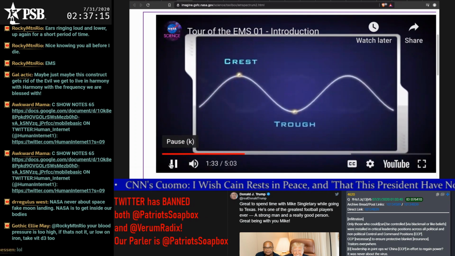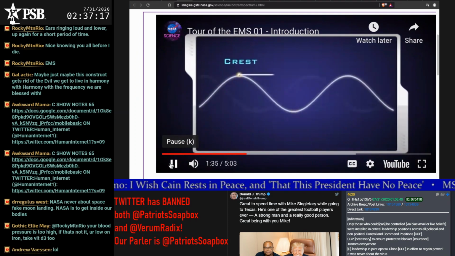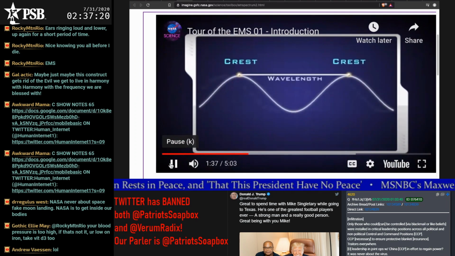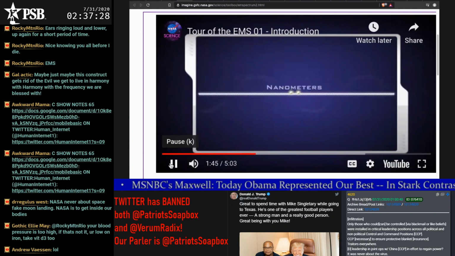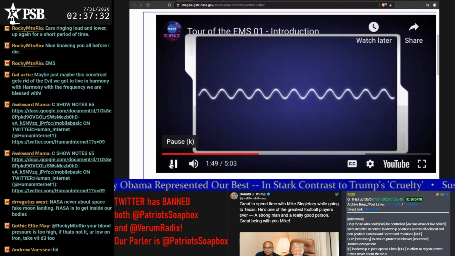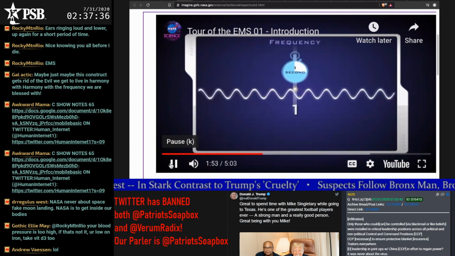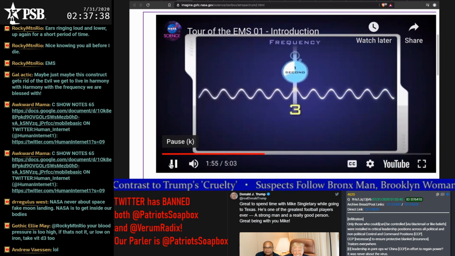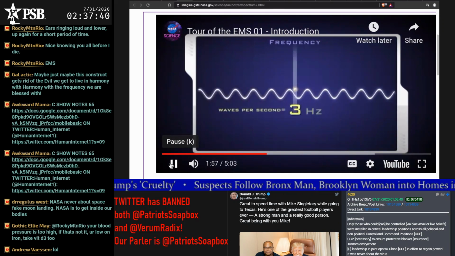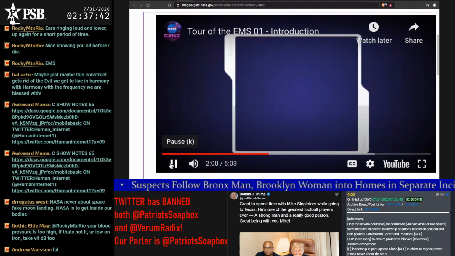EM waves have crests and troughs like ocean waves. The distance between crests is the wavelength. While some EM wavelengths are very long and are measured in meters, many are tiny and are measured in billionths of a meter, nanometers. The number of these crests that pass a given point within 1 second is described as the frequency of the wave. One wave, or cycle, per second is called a hertz.